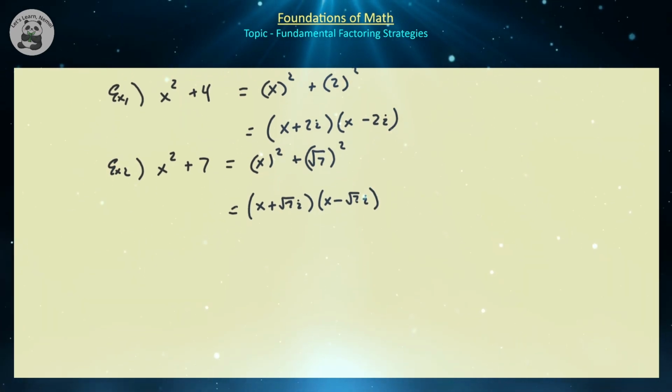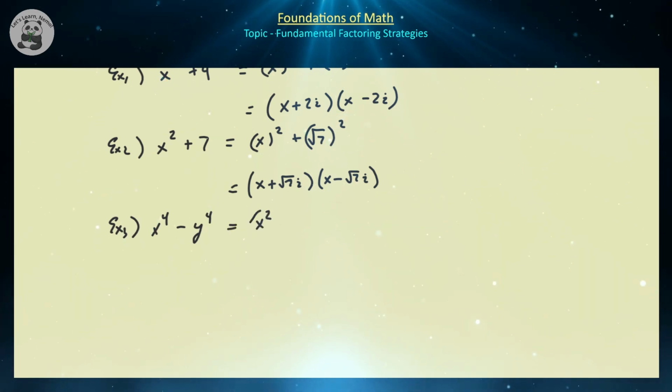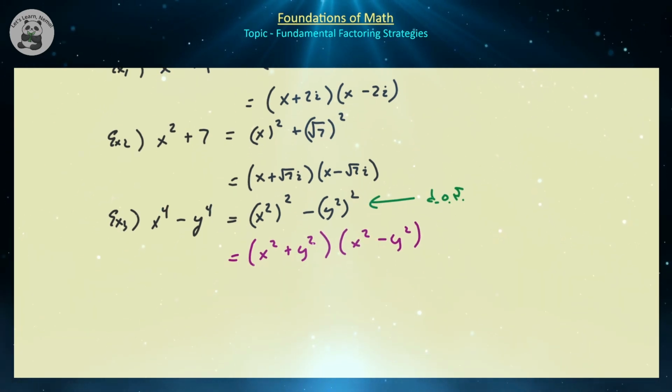Let's look at another example that's quite fun. Example 3, x to the fourth minus y to the fourth. So we can write this as x squared squared minus y squared squared. So this right here is just a difference of squares. So that means this can factor into x squared plus y squared and x squared minus y squared.